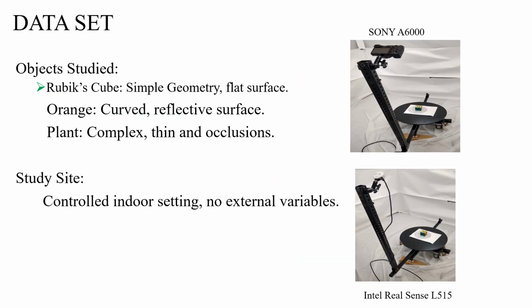The datasets were collected in controlled indoor settings, with no external variables, like similar lighting conditions. We can observe this in this picture: the object of interest was placed on a stationary table, where the camera mounted on a rotating arm rotates around this object 360 degrees at different speeds, and the speed levels are controlled by an Arduino setup.